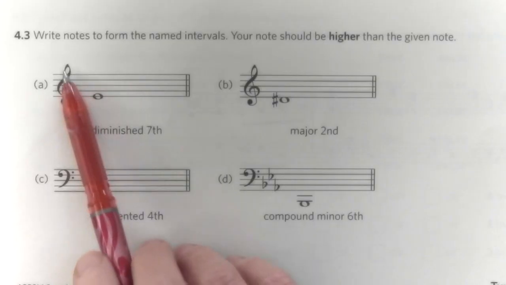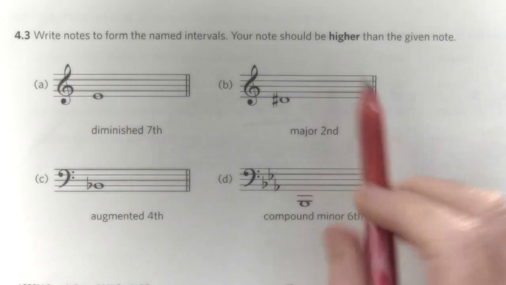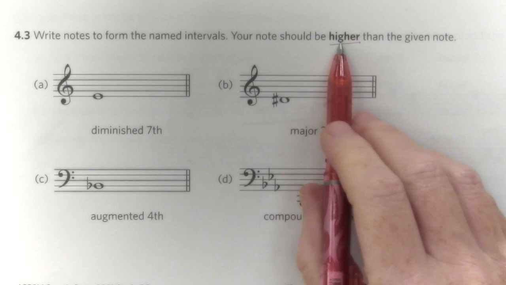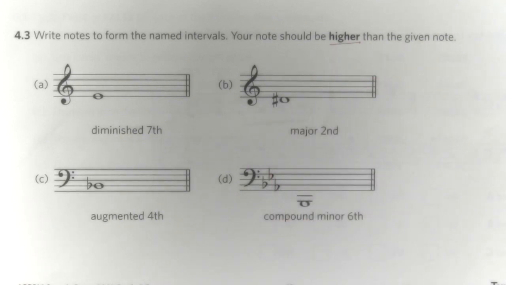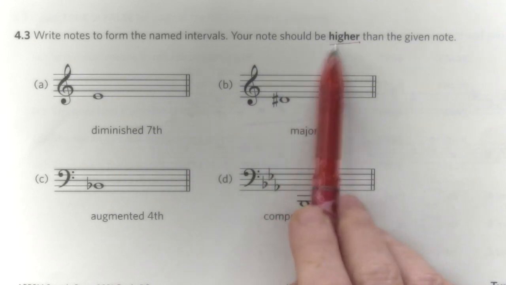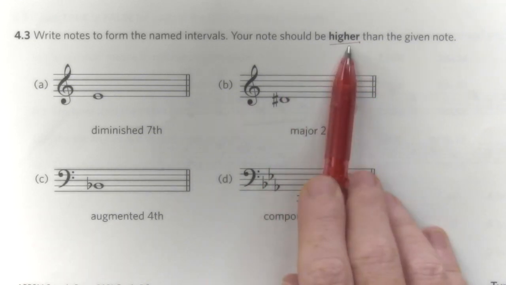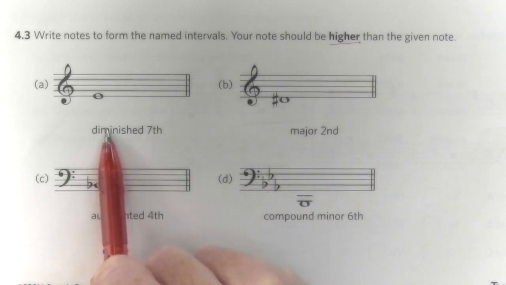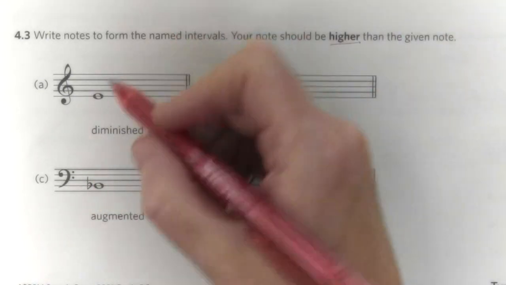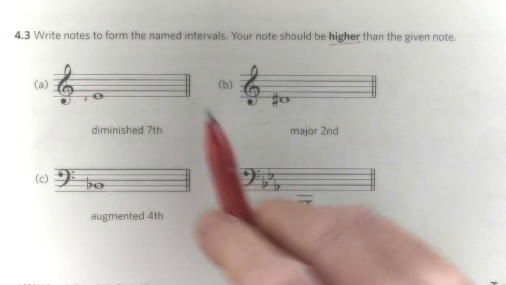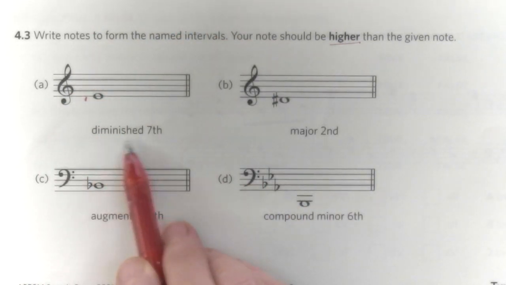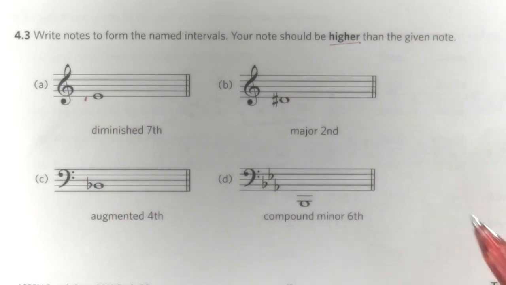Question number 3. We need to write the intervals in this one, and then the second note should be higher than the given notes. So watch out for that. It's in bold, so it is important. Okay, a diminished seventh. Perfect. Let's flip it over. I make it a second, and I have to make an augmented second. So let's have a look. Oh, I need to do the keyboard. Forgot that again.